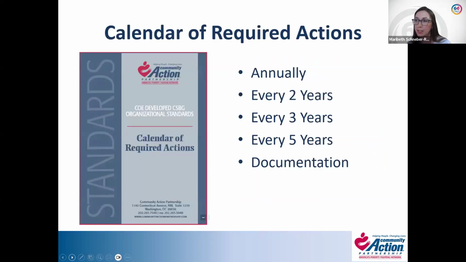Also, there are standards with different timelines. There are some things you have to do every year, some things you have to do every 3 years, some things you have to do every 5 years. There are a lot of dates that you have to keep track of. So our calendar of required actions takes the standards and breaks them out by those different timelines. If you want to see what has to be done annually, what has to be done every 2 years, 3 years, and so on, you can use this tool to see that in one place. And you will find that on the website that I just put into the chat for everybody.